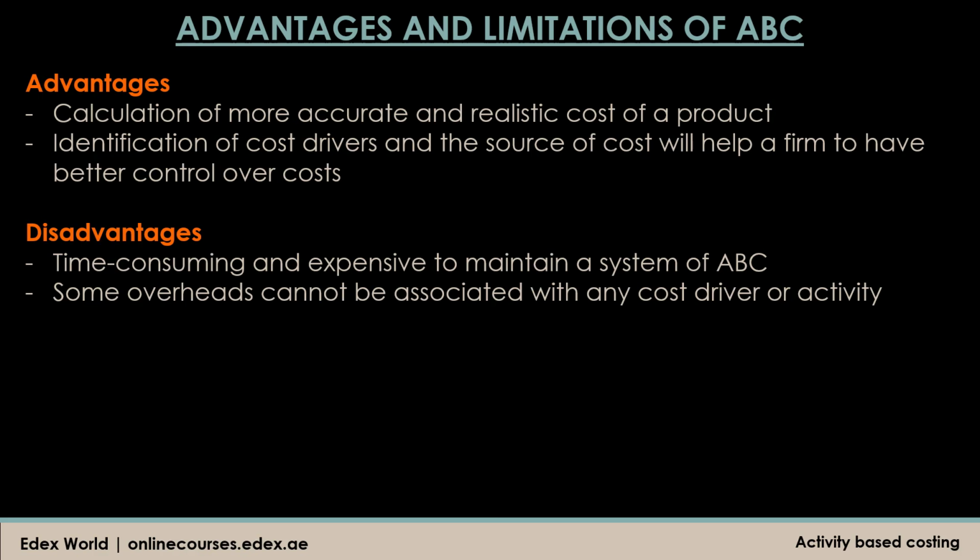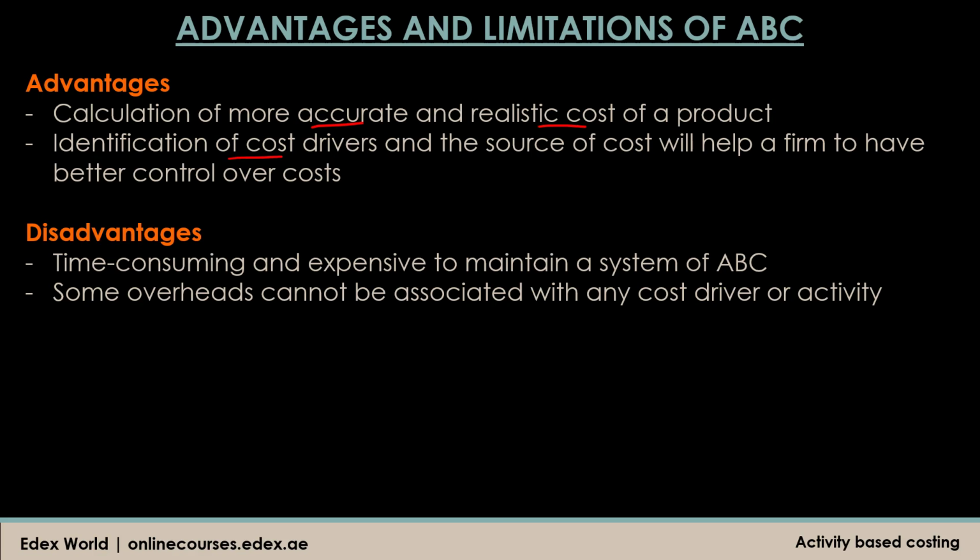Let's go through them. So the advantage of using ABC is it helps in getting a more accurate and realistic cost of production. When you start breaking down the overall overheads into various cost pools and understand what the cost drivers are that drive cost for each cost pool, you'll also be able to understand where the business can cut down on cost or become more efficient when it comes to driving activities, or having certain activities in the production process. So this will lead to better efficiency in the business.